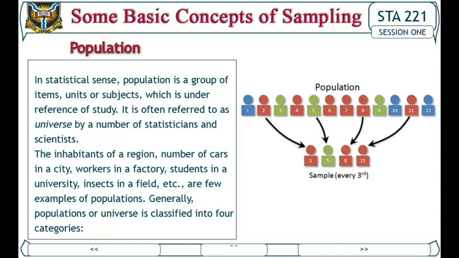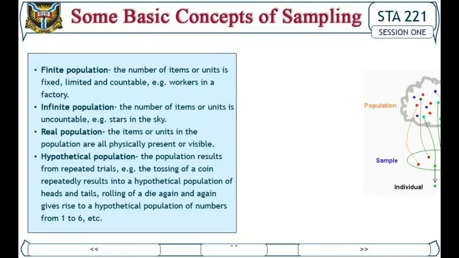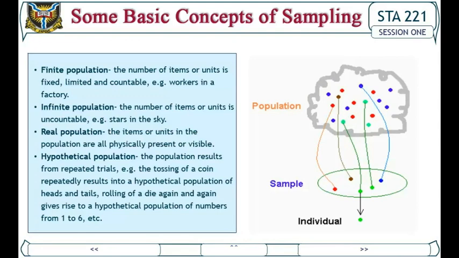Generally, populations or universe is classified into four categories. Finite population. The number of items or units is fixed, limited and countable, e.g. workers in a factory. Infinite population. The number of items or units is uncountable, e.g. stars in the sky. Real population. The items or units in the population are all physically present or visible.